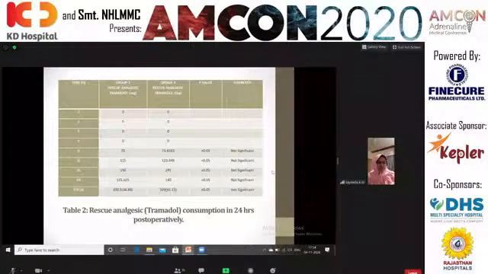As we can see, the rescue analgesic consumption in 24 hours postoperatively. I think you have missed 1 or 2 slides in between.